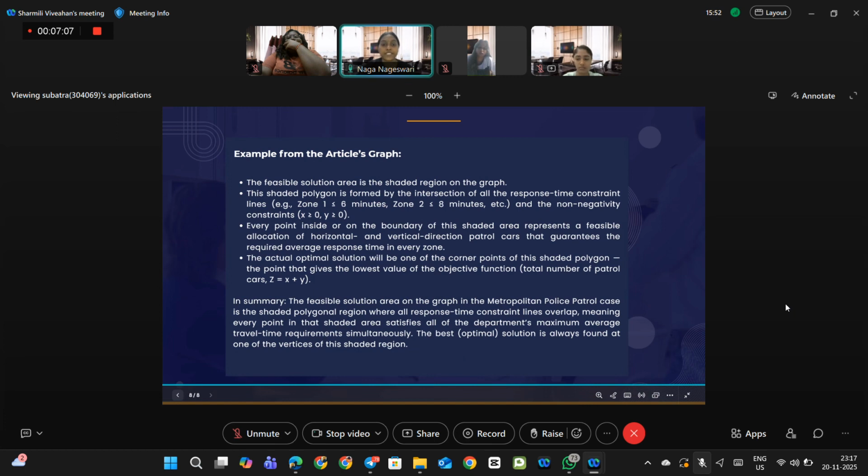In summary, the feasible solution area is the shaded polygon where all the response time constraints overlap. Every point within it represents a workable solution, but the optimum will always be found at one of the corner points. And while the graphical method helps visualize this, it is limited because it only works for two variables, becomes messy with too many constraints, and cannot handle complex or non-linear problems. That's all for my part. Thank you.